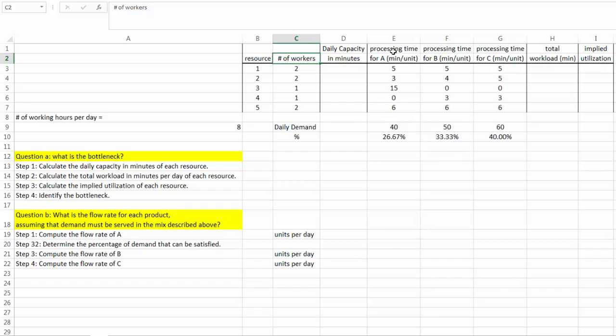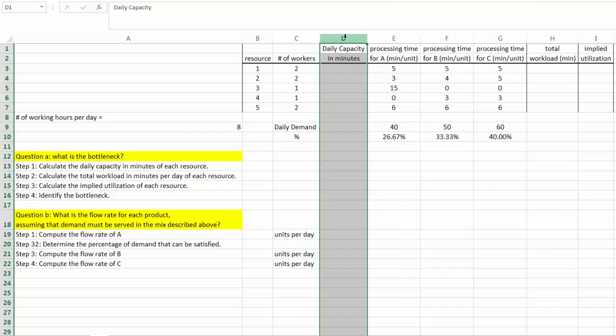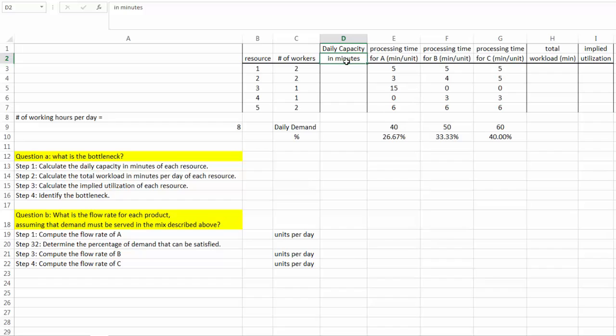In addition, I added 3 columns. In D column, I would like to calculate daily capacity in minutes. Recall that in our previous video, I mentioned that there are different ways of measuring capacity. A typical one is, okay, how many units we can make per day, per hour, etc. Another way is in unit of time. In this case, that's what we're going to do. We're going to capture daily capacity in minutes.